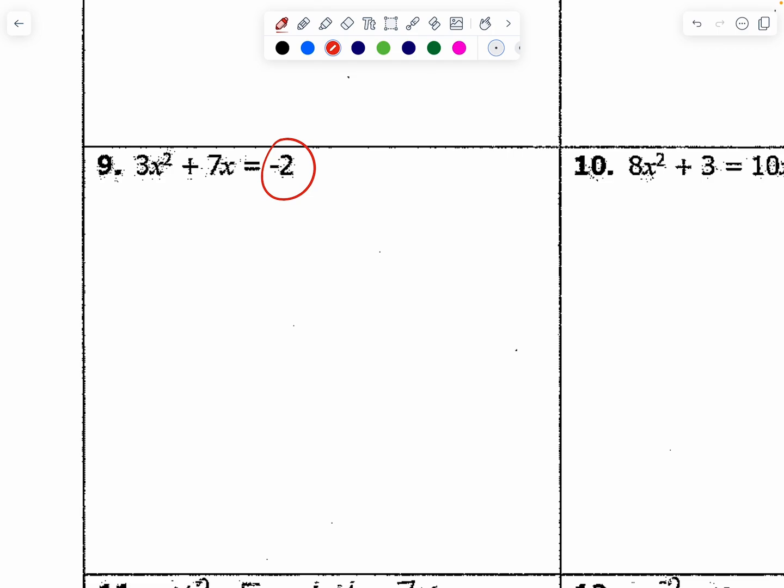Exactly, we're going to add it. So you're going to add 2 to both sides. Now, this has an x, my 2 does not. This has an x squared, my 2 does not. So can I combine any like terms? No, I can't.